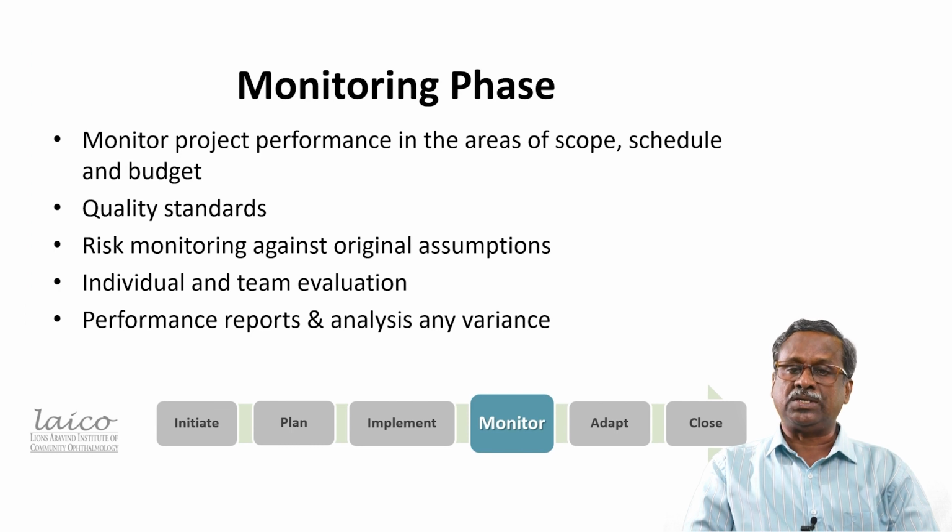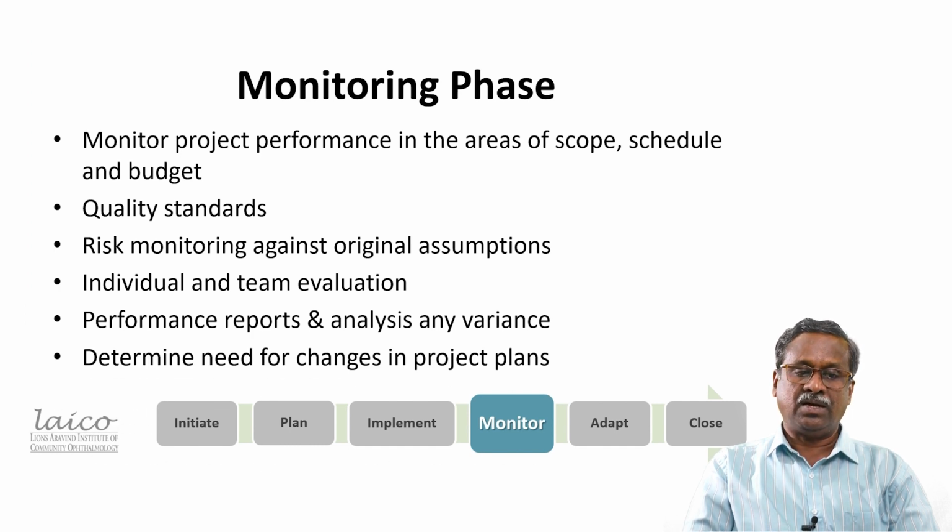So we should submit the project performance report and analyze if there is any variance. Sometimes we are not achieving the target as per the planned activities of a particular project, so we should give a proper explanation for any variance. Similarly, we need to determine any changes in the project plans. If you want to change any activity, we should make the change during the monitoring phase.